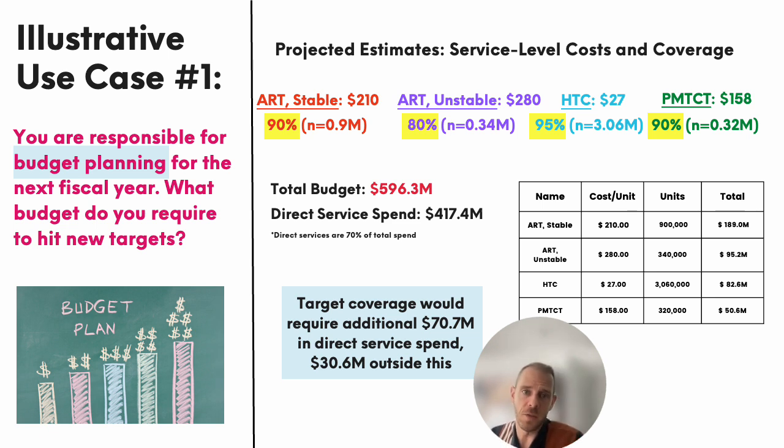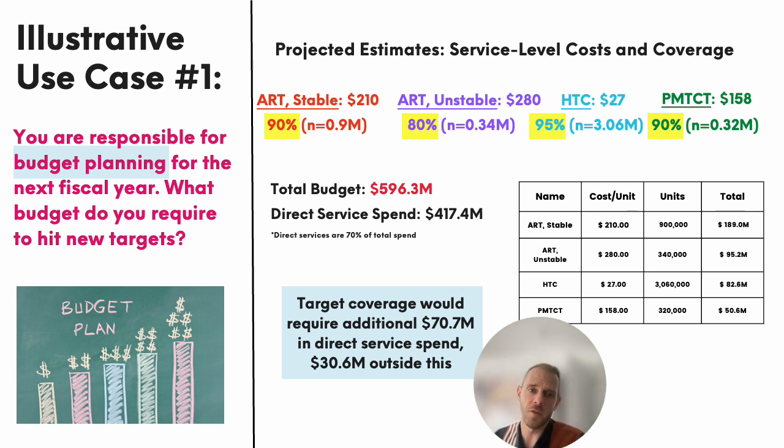Okay, so sticking with this use case, what we're really interested in is the cost of care for the new targets. In this case, highlighted in yellow. So, for example, we want to increase ART coverage to 90% for those who are stable, 80% for those who are unstable, increase HIV testing and counseling to 95%, up from 90%, and PMTCT coverage up to 90%. The unit costs for each of these services have also increased slightly from our TD ABC or ABCM data collection values, because we've adjusted for inflation to the new year.